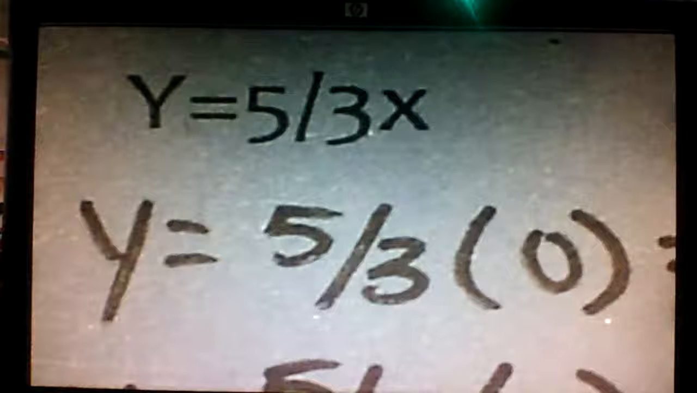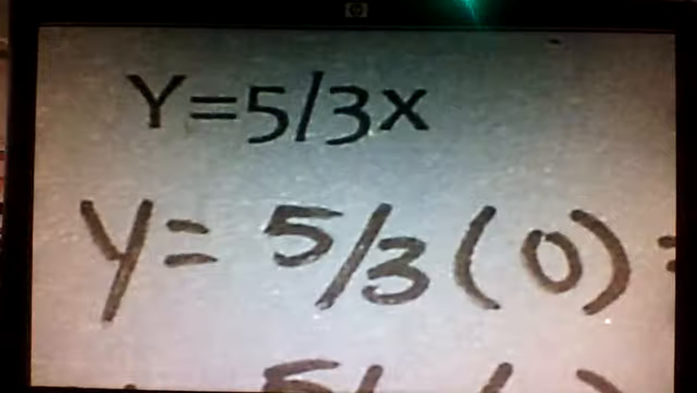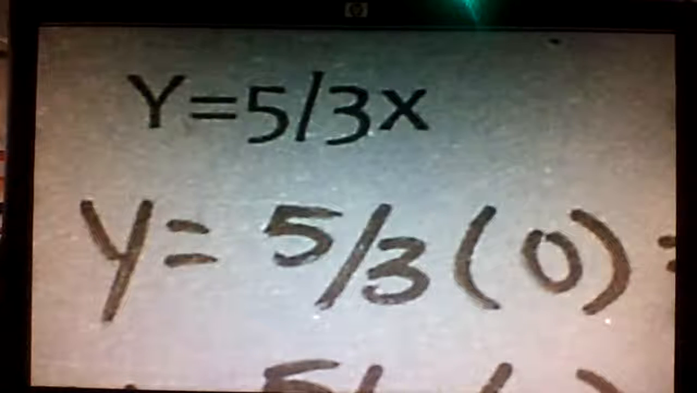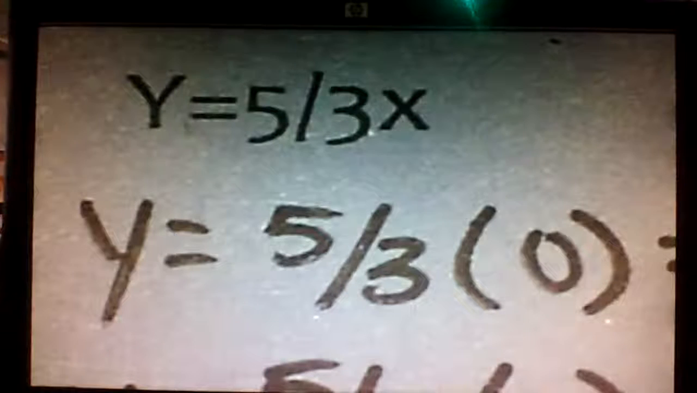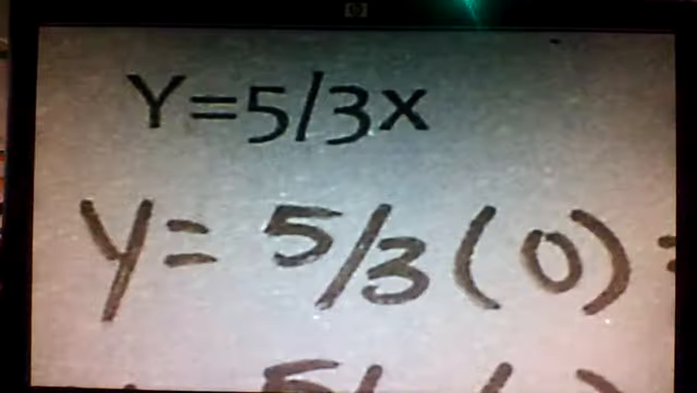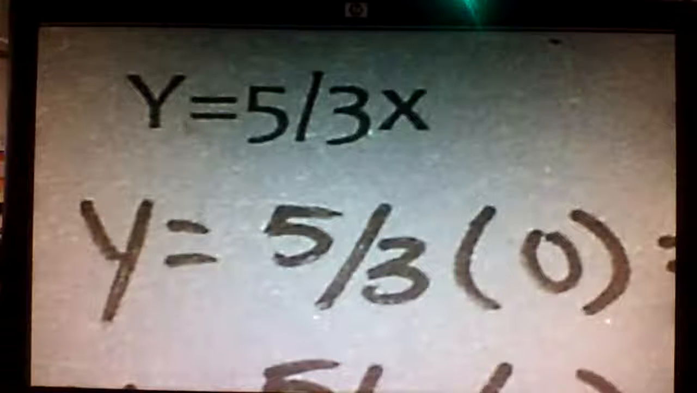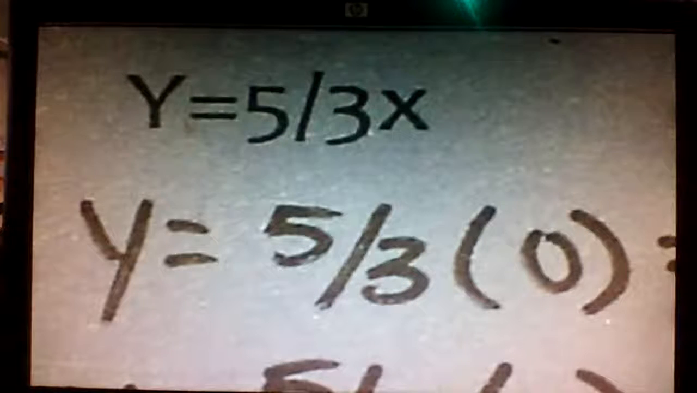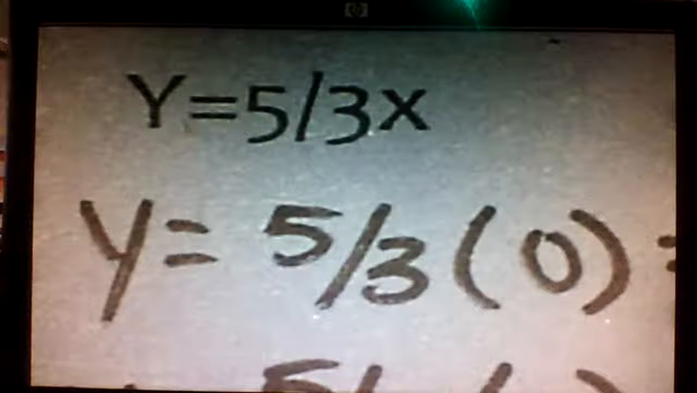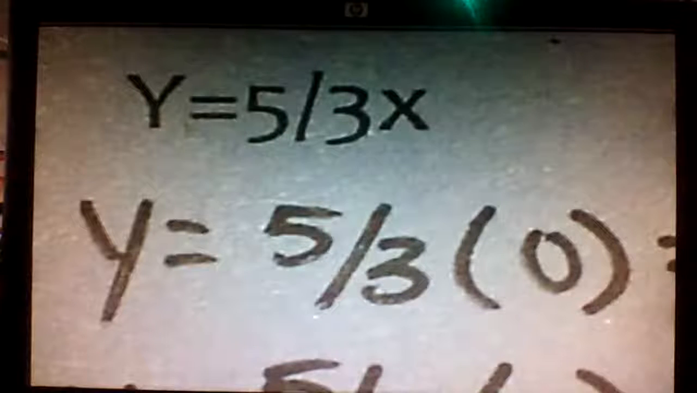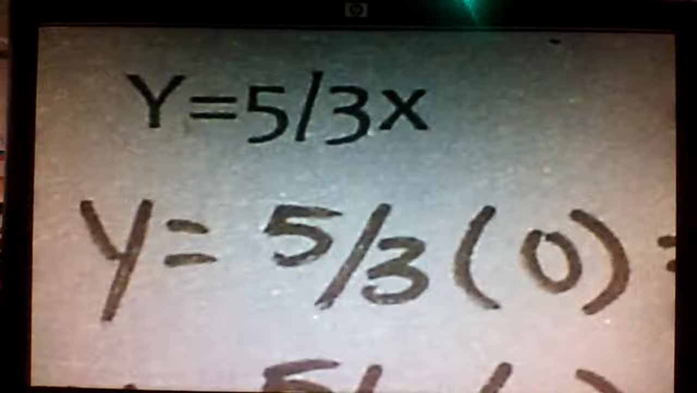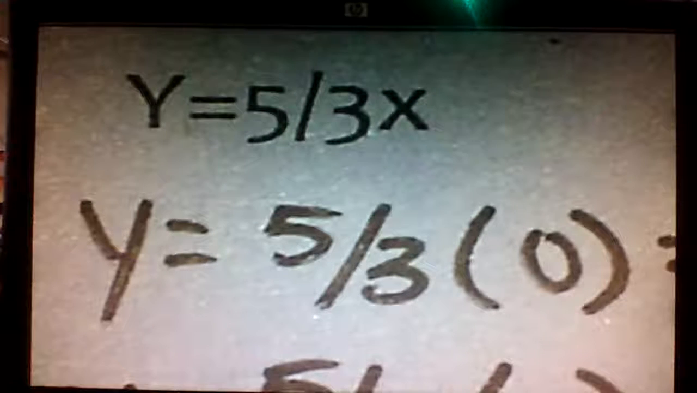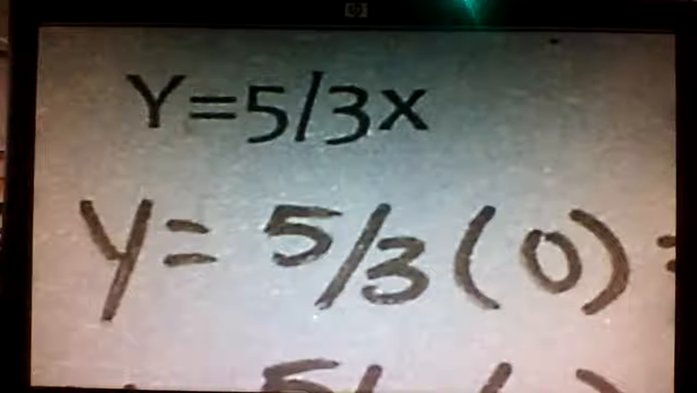Okay. So, in other words, if I change it up and I did this, y equals 5/3 x squared, this is no longer linear. What made this non-linear? This square. Okay, that is no longer linear because x is no longer to the first power. X is to the second power. Okay. Good.